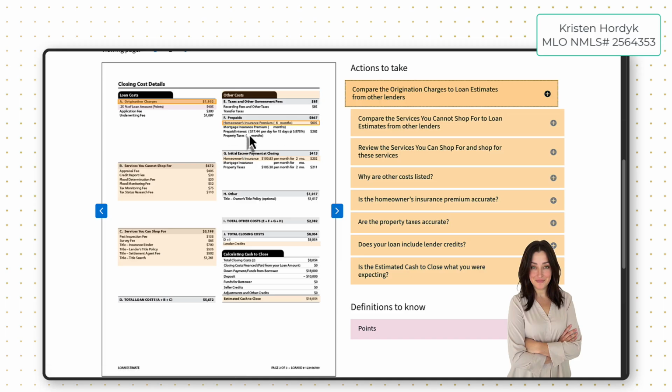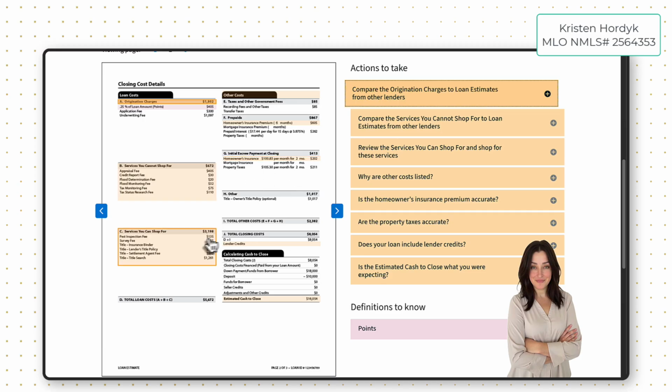Prepaid interest, we take the amount per day for how many days at the interest rate, and this is how we come up with the number. G is the initial escrow payment at closing. Homeowners insurance, we take a cushion of 2 months, and property taxes as well, and this helps us make sure that your escrow account has enough money in it in the very beginning so we can make sure that you're not behind in these payments.